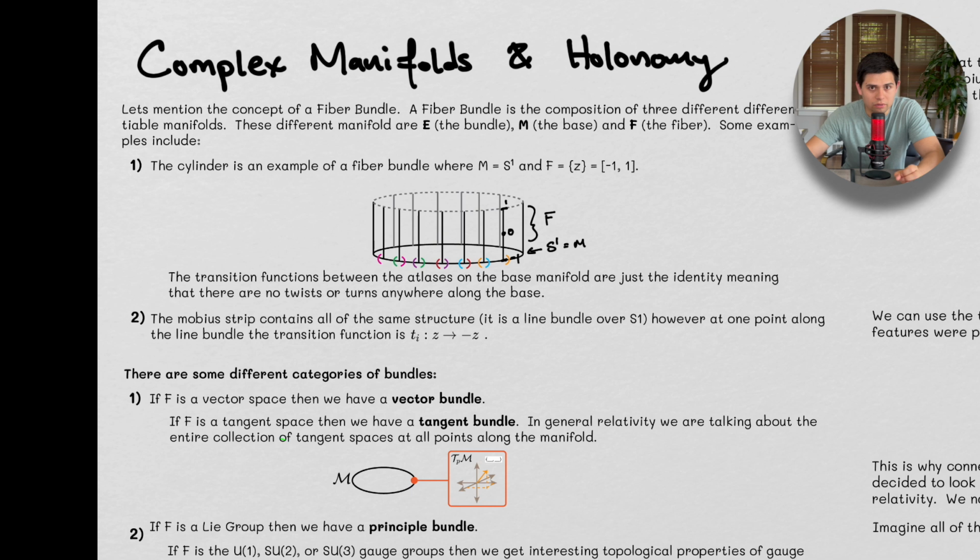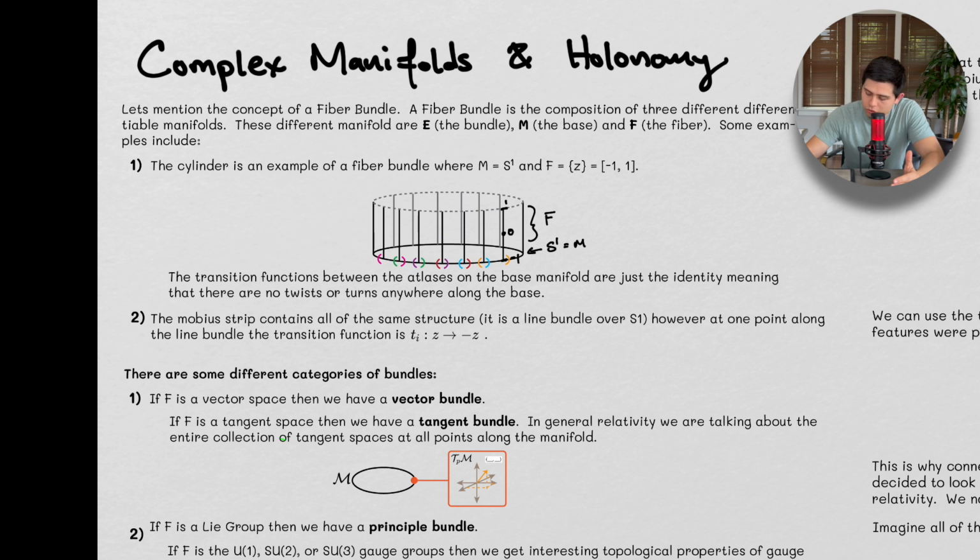Okay, so we're going to start off by considering three different types of manifolds: the E manifold, an M manifold, and an F manifold, and all of these are linked together in some way. The E manifold is called the bundle, the M manifold is called the base, and the F manifold is called the fiber. Now let's take some examples of this, and this will really help us solidify our understanding of what a bundle is. Really, a fiber bundle is a manifold embedded inside of another manifold.